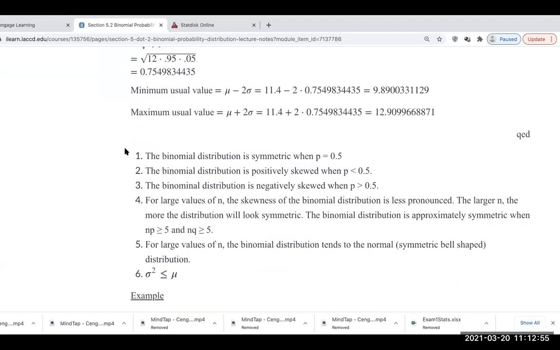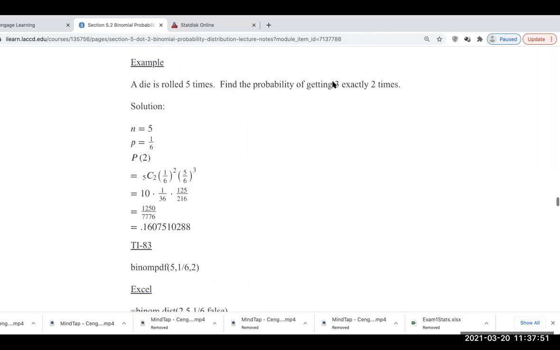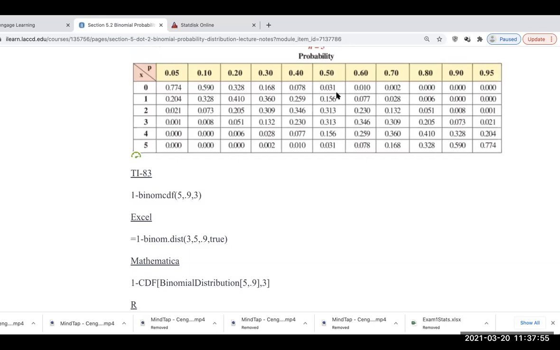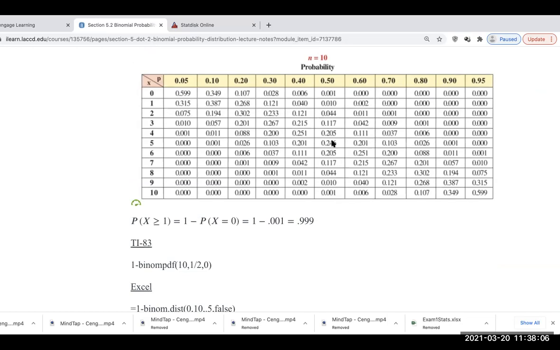The distribution is symmetric if p is 0.5. So if I look at Table I here, if you look at 0.5, notice that it's symmetric. Notice that if you go down here, it's the same as going across here, same numbers. So we have that if p is 0.5, the distribution is symmetric, whereas it's skewed to the left if p is greater than 0.5, and it's skewed to the right if p is less than 0.5.